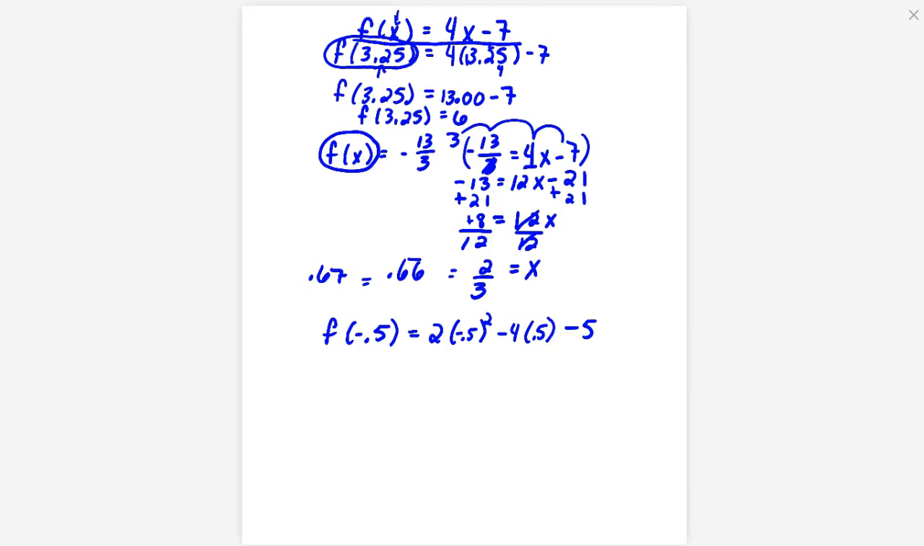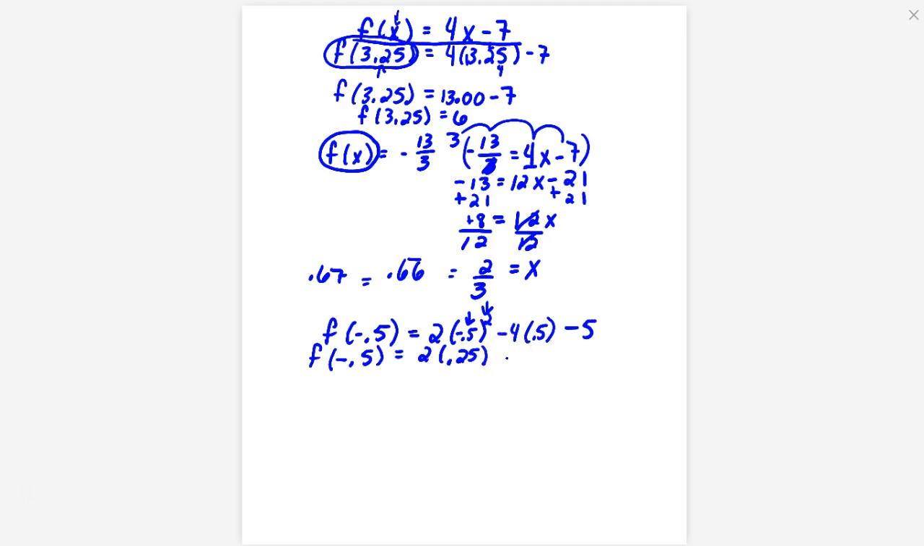I'm going to solve it. So f, if I input negative 0.5, equals, remember order of operations, so important. Parentheses come first and then exponents. So I have to square negative 0.5, which gives me positive 0.25. Okay, 5 squared is 25, 0.5 squared is 0.25.